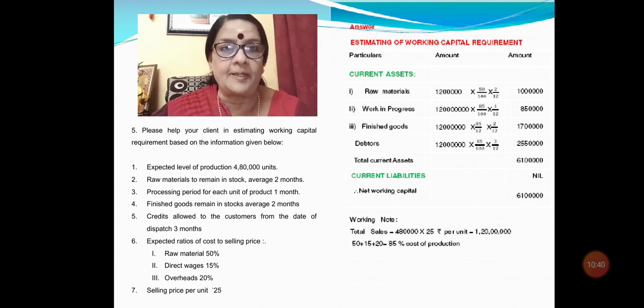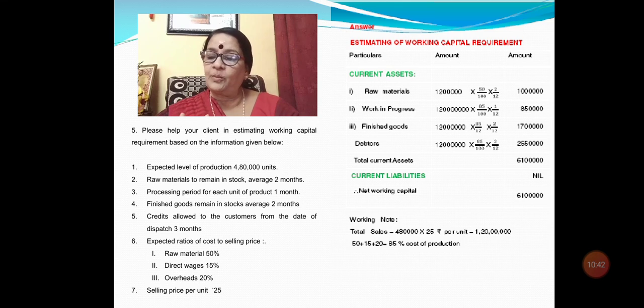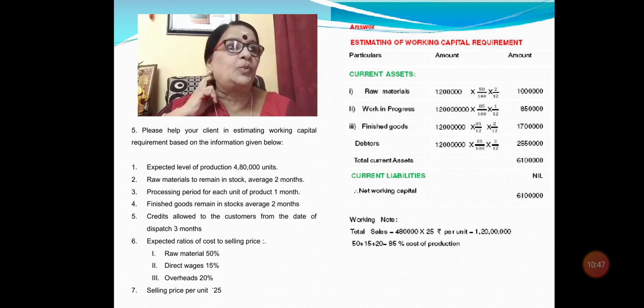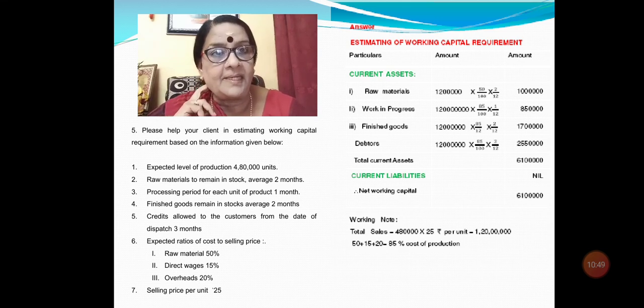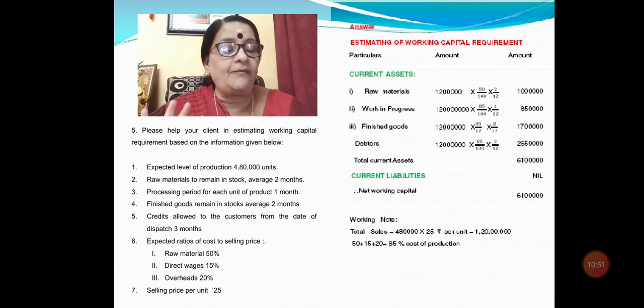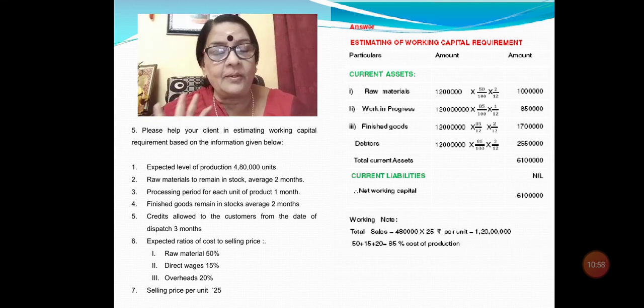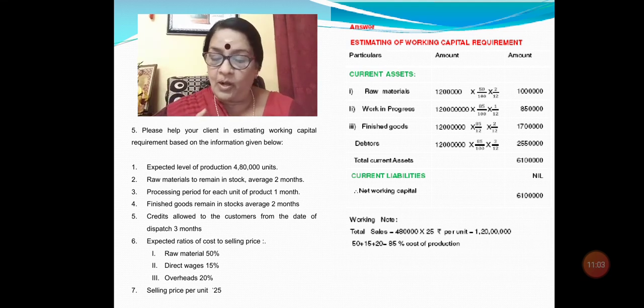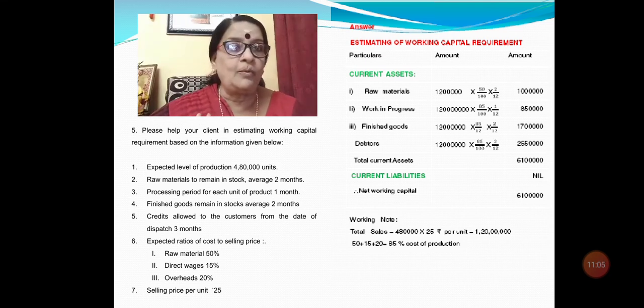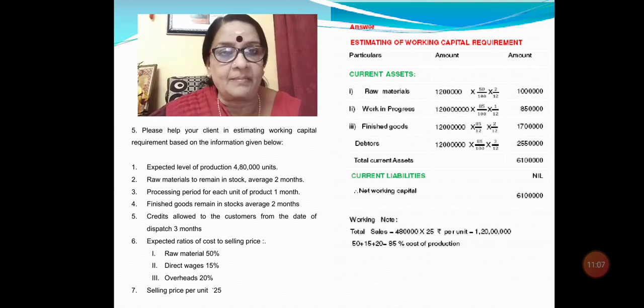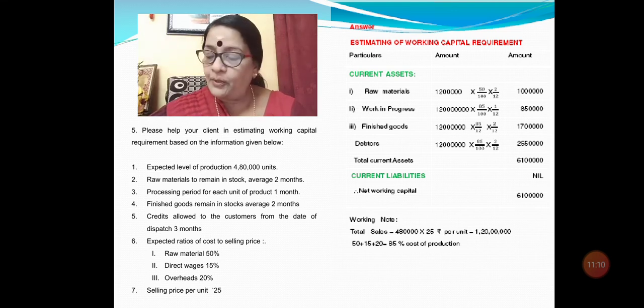Now we will start with the current assets. The first one is raw material. Raw material remains in stock an average of 2 months. The total we have already found out is 1 crore 20 lakh, that is our total selling price. Of this, 50% is material. So 1 crore 20 lakh into 50 by 100 gives the material cost, into how much time it is kept in store: 2 months, so 2 by 12. That is direct material.